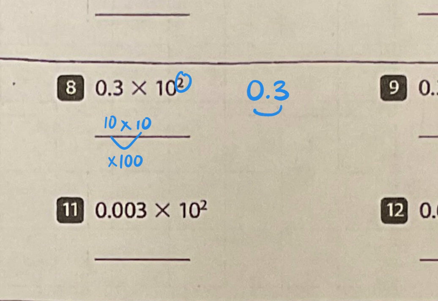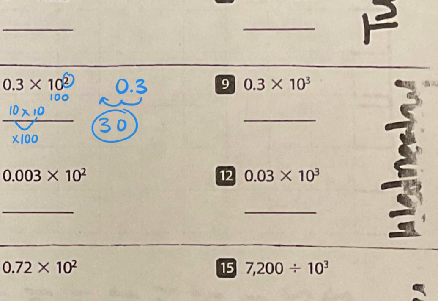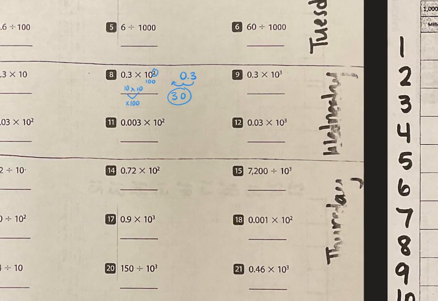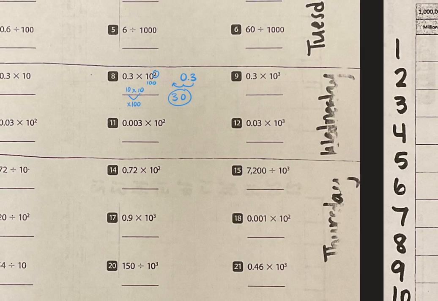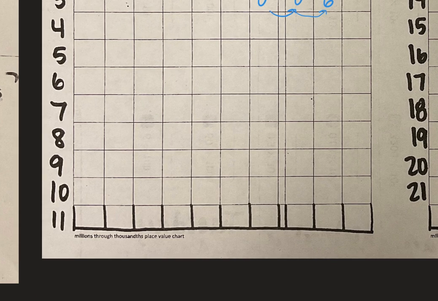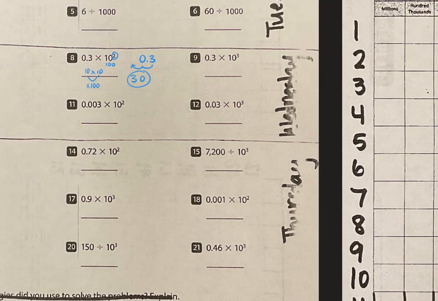So we move the 3. You can even do it like this right here. And if you move that 3 to this position, we are left with 30, right? So 3/10 times 10 to the second, or 10 times 10, or 3/10 times 100, would be 30, because it's 100 times as much value as 3/10. So 30 is 100 times more than 3/10. So that's number 8. We would write our answer as 30. Okay, let's try one more.